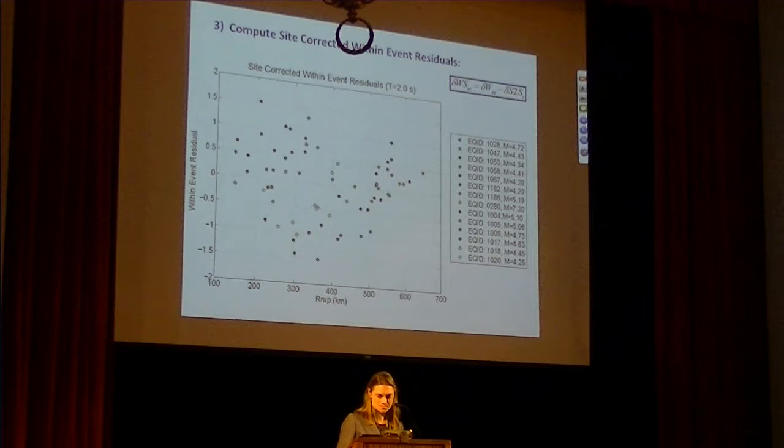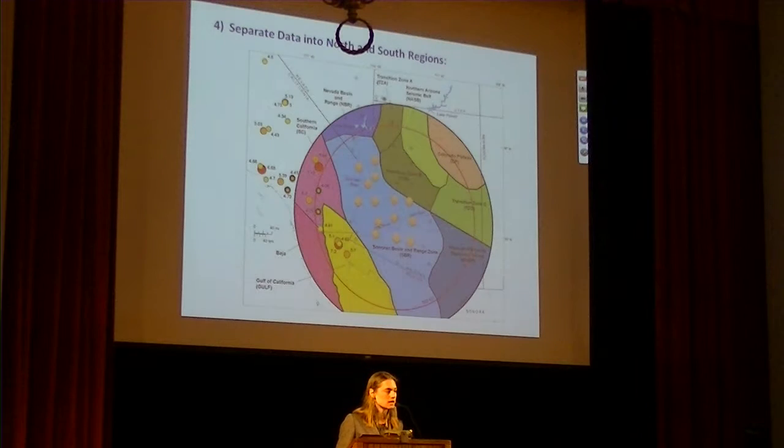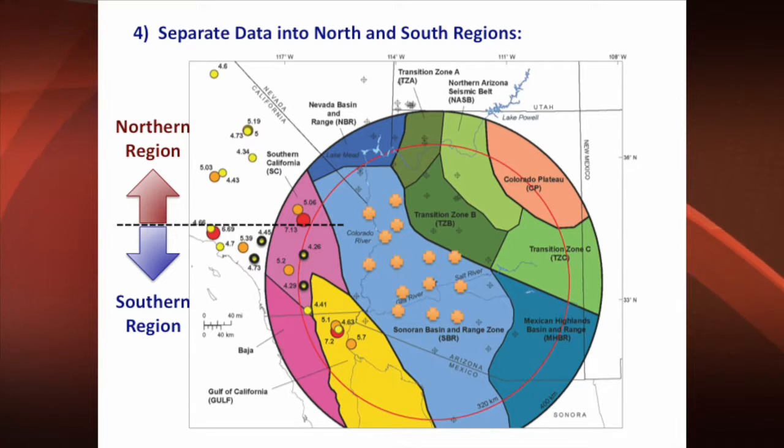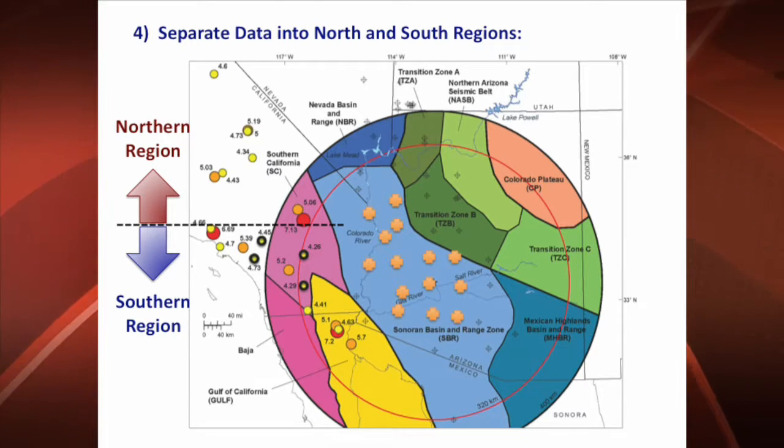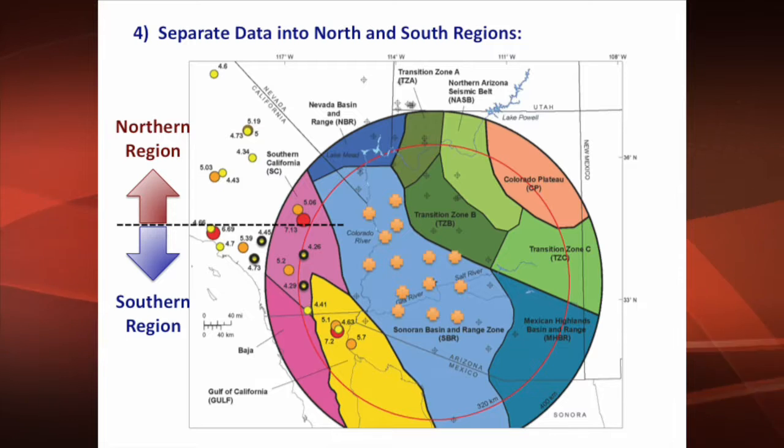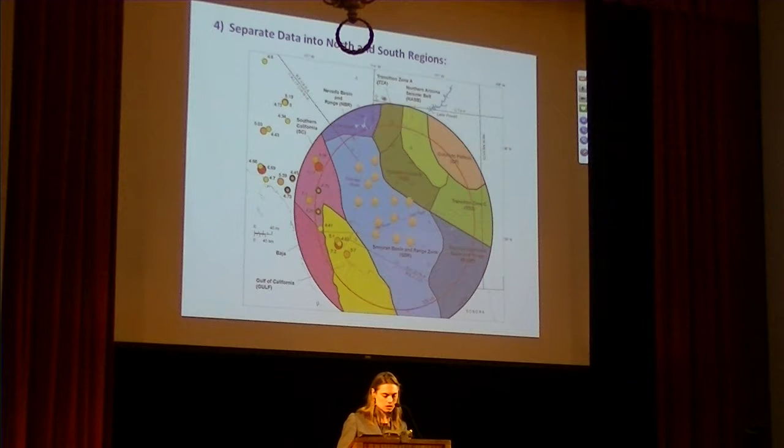Okay, so now we're going to separate them. Everything we've done so far is using the full data set, north and south combined. So now we're going to break it apart, and look at the northern region and the southern region separately. And the earthquakes in the transition zone are included with the south. So this is our dividing line at this point in time. So northern region, southern region.